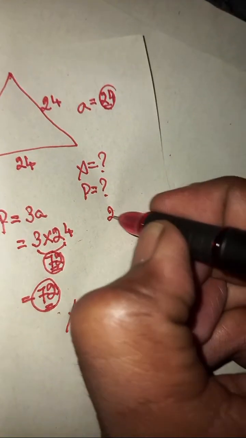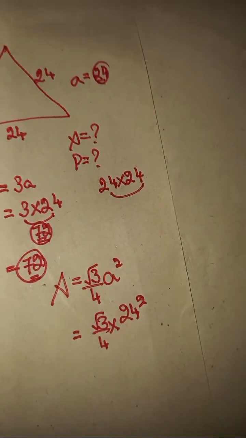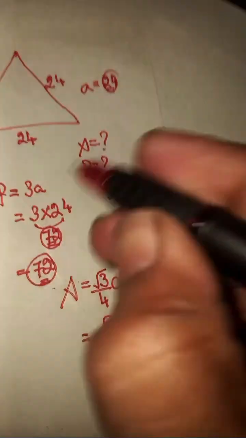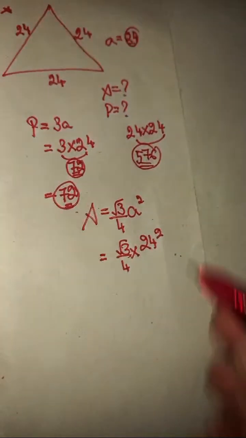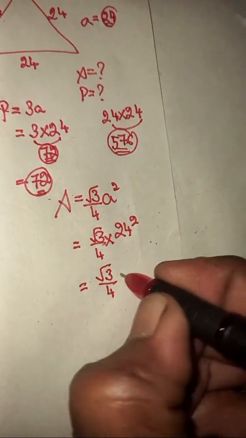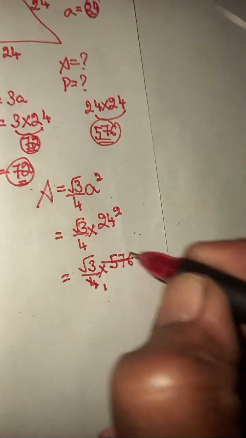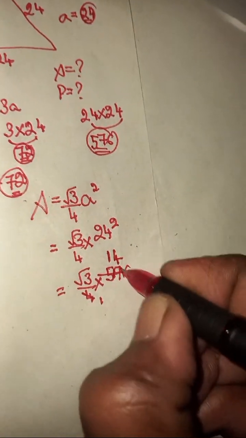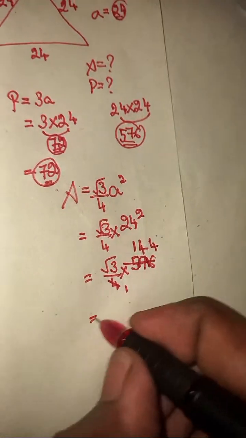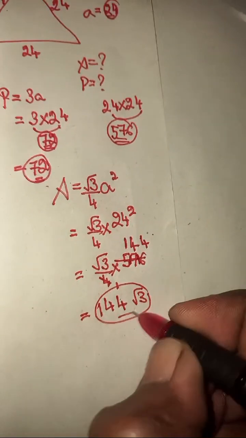This means root 3 by 4 times 24 square. 24 square, you can write as 24 times 24. 24 times 20 is 480, and 24 times 4 is 96. So it is 576. You're going to get root 3 by 4 times 576. You can divide 4 into 576. 4 1 times, 4 1 times 4, 1 remains. 4 4 times 16. 144 times root 3, that is 144 root 3 square units. And let's take the final triangle.